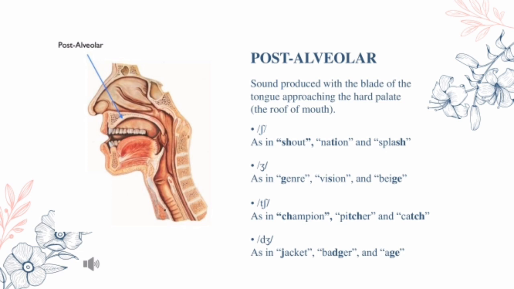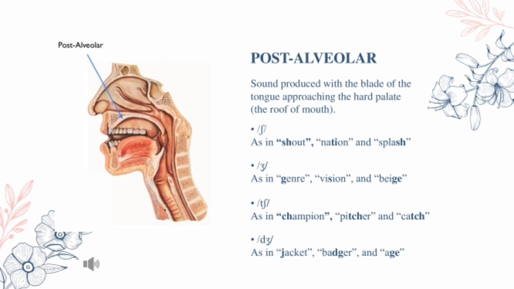Post-alveolar sounds are produced with the blade of the tongue approaching the hard palate or the roof of the mouth. Let me give you the example. First, sh. The words are shout, nation, and splash. And then second, zh. The words are genre, vision, and beige.